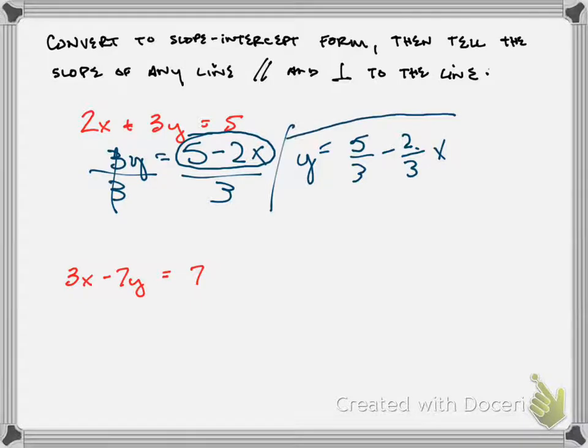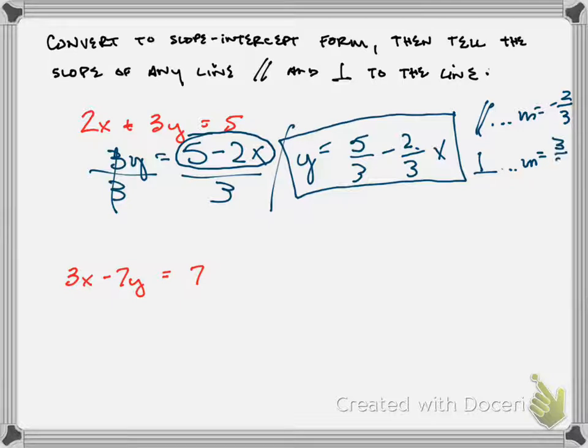There's your slope-intercept form. The question is, what's the slope of a line parallel? So any parallel line will have a slope of -2/3. If it's parallel, then m will be -2/3. What's the slope of a line perpendicular? If it's perpendicular, then m will be the opposite reciprocal, so positive 3/2. On to the next problem.